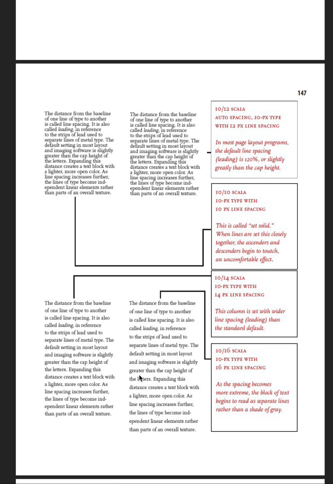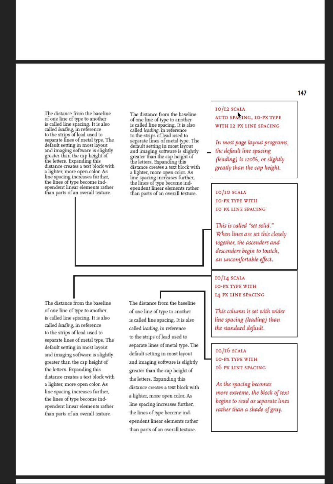All right, so examples of all the different amounts of leading are shown. Typically, for comfortable leading, you're talking about the size of the type. In this case, it's listed as 10. The next number, so it's 10/12, is 10-point type with 12-point leading. 10/10 is a little uncomfortable. The descenders and ascenders of the type are getting really close together. It looks really compressed and a little uncomfortable.